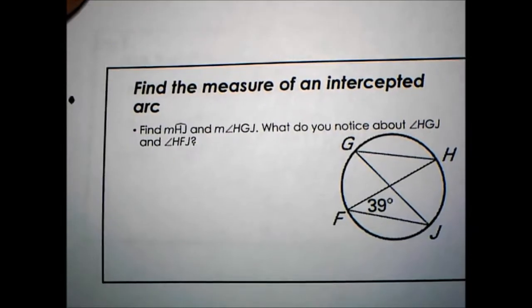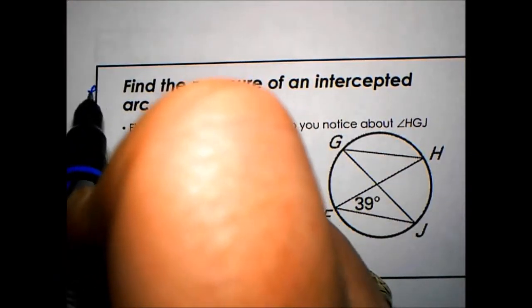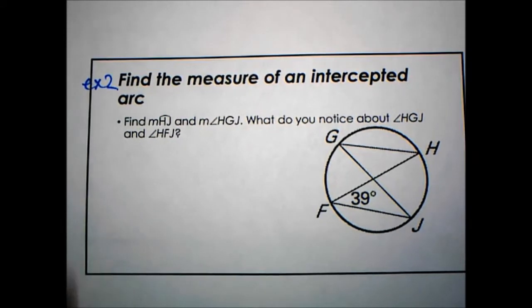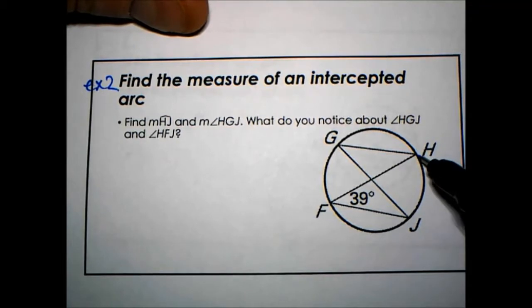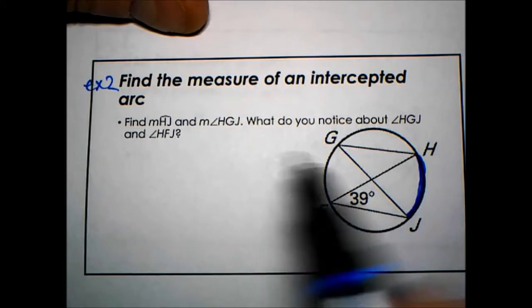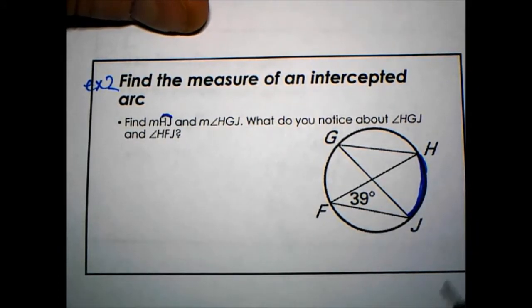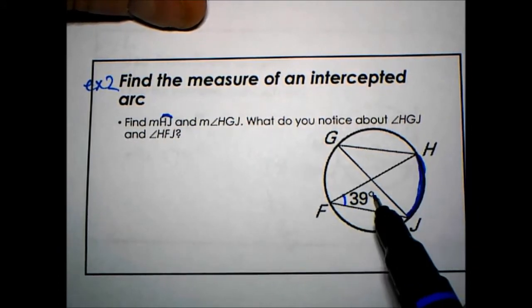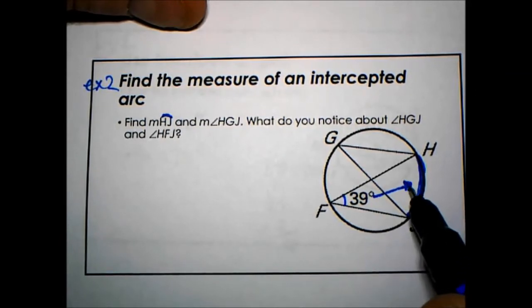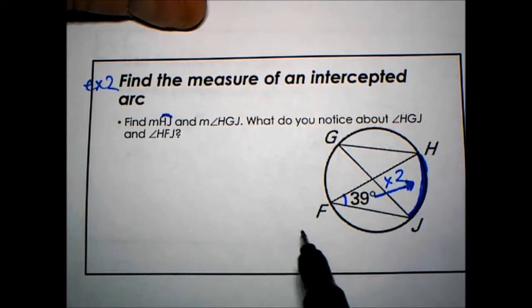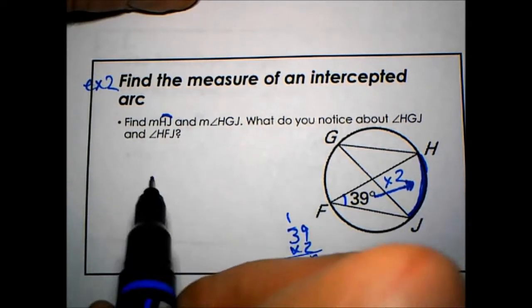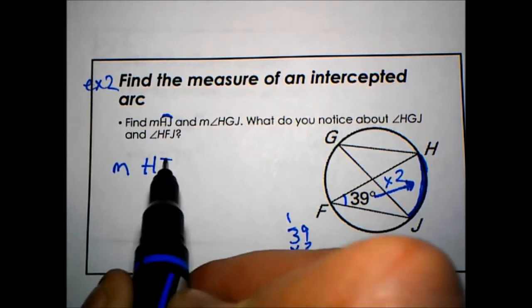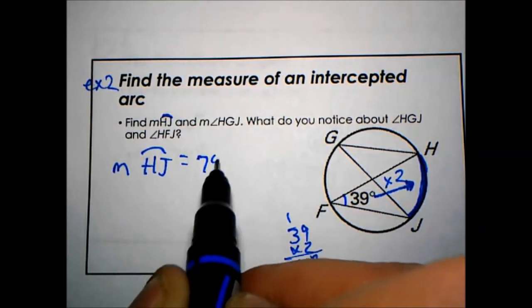Okay, if I look at example 2, it's saying I want to find the measure of the intercepted arc. It says find HJ. HJ is right here on my picture. It is that arc. It does have that curve over it. The inscribed angle is 39, so going all the way to the arc means you have to multiply by 2. So 39 times 2 is 78. So the measure of arc HJ is 78 degrees.